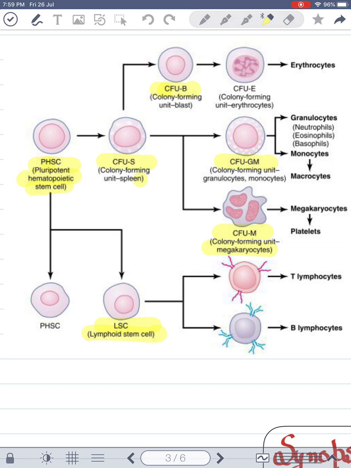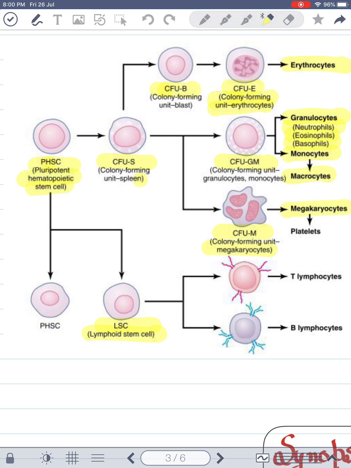Now this CFU-blast will be forming the erythrocytes, that is the colony forming unit erythrocytes, which will ultimately form the red blood cells. This CFU-GM will be forming granulocytes, that is our NBE: neutrophils, basophils and eosinophils, and the M will be forming the monocytes, which later will be forming the macrophages.